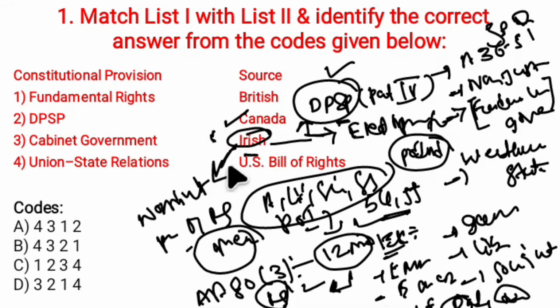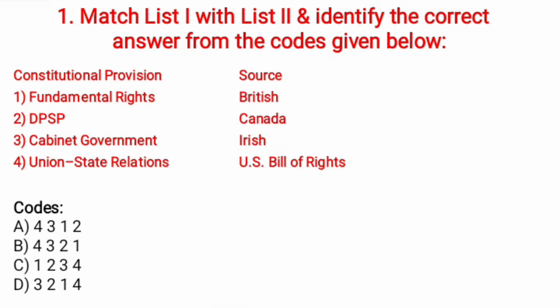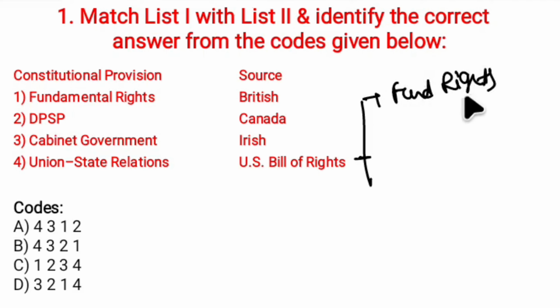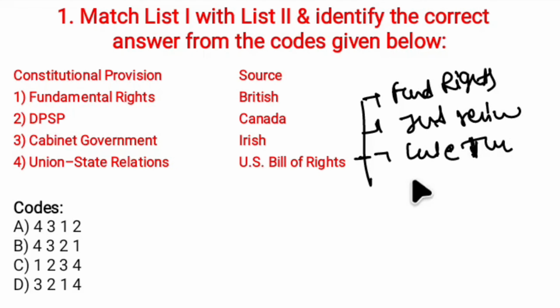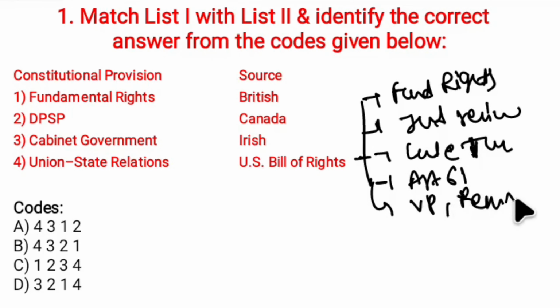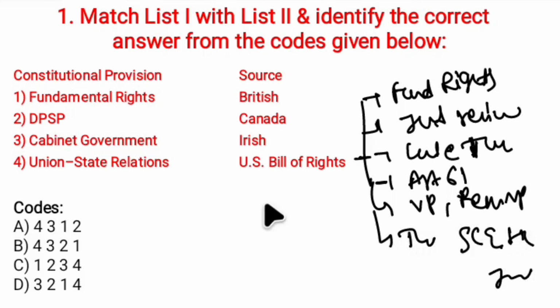And the fourth one is US Bill of Rights. So from the United States of America, we borrowed provisions like fundamental rights and judicial review, independence of judiciary, the impeachment procedure of the President of India and the Vice President's office, and also the removal procedure of the Vice President, and the removal procedure for Supreme Court and High Court judges. So all these provisions were borrowed from the United States of America.